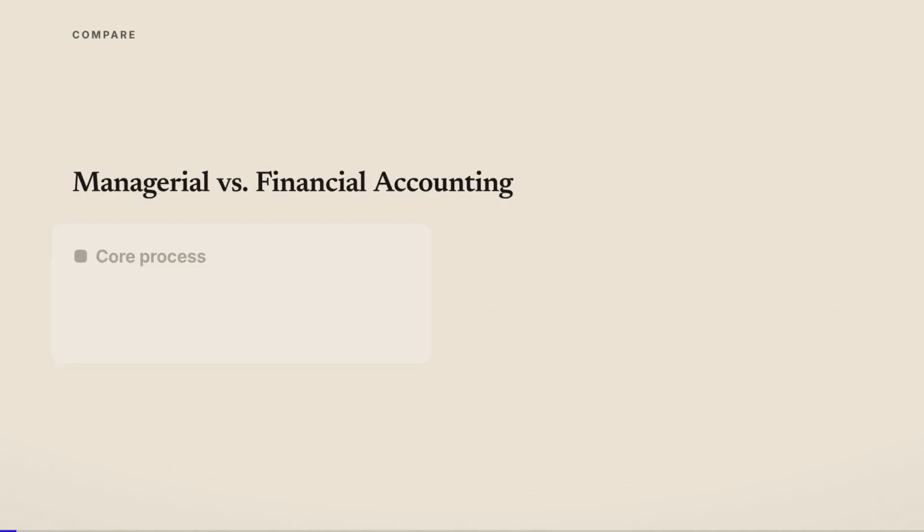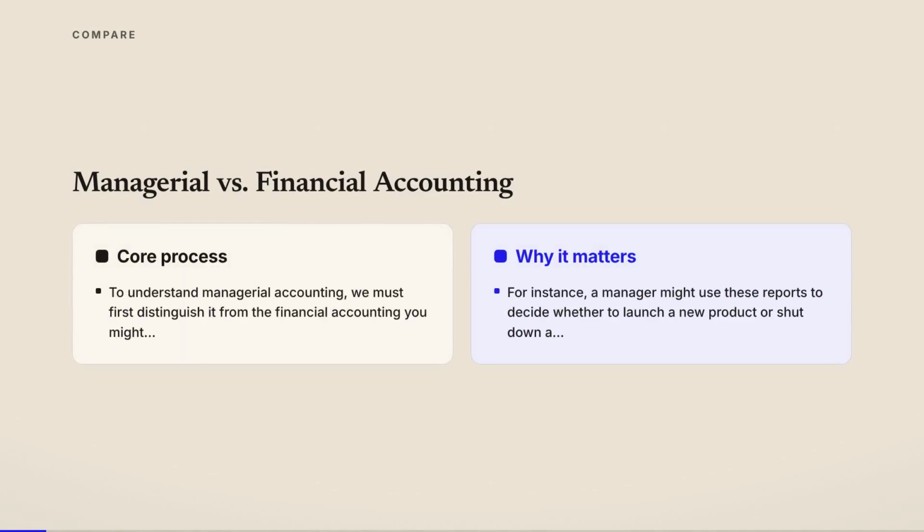To understand managerial accounting, we must first distinguish it from the financial accounting you might already know. Financial accounting is primarily for outsiders, such as investors, creditors, and tax authorities. Because these stakeholders need consistent data to compare different companies, financial accounting must strictly follow GAAP, the generally accepted accounting principles. Managerial accounting, however, is designed specifically for internal decision makers like managers and executives.